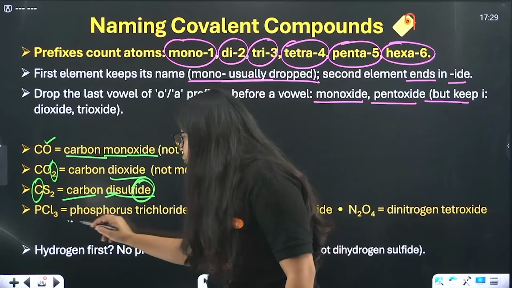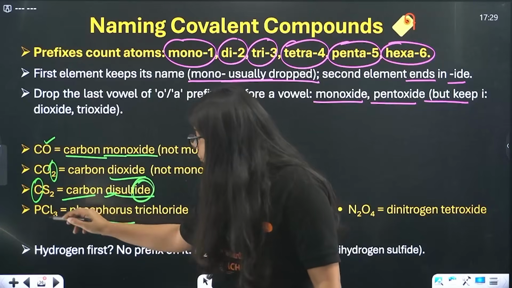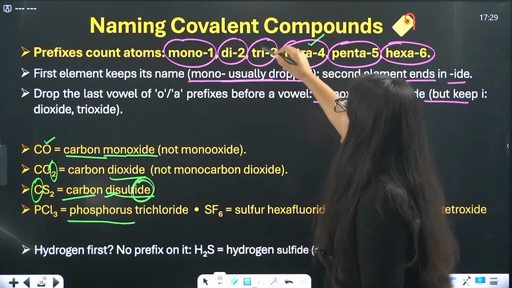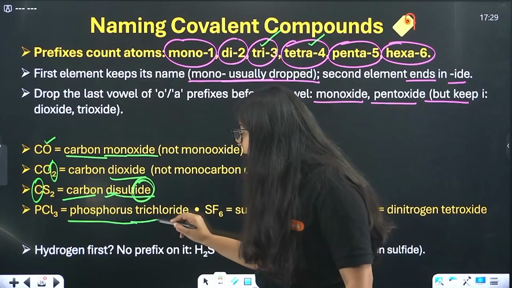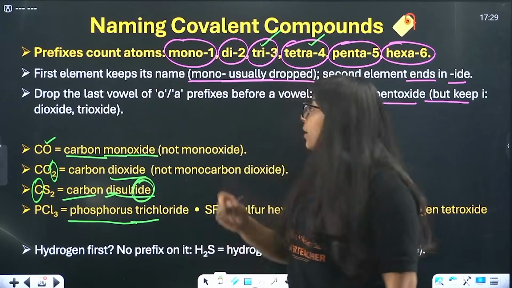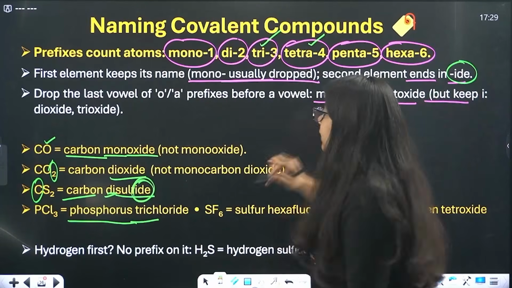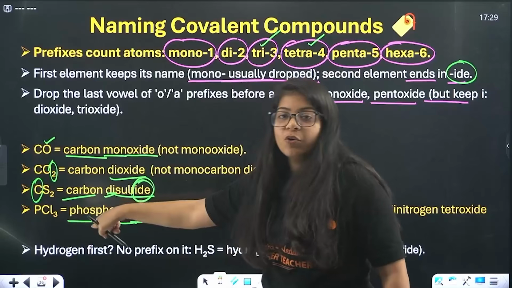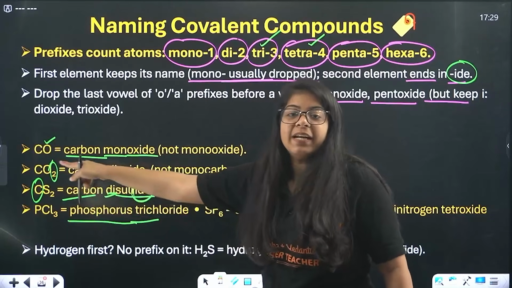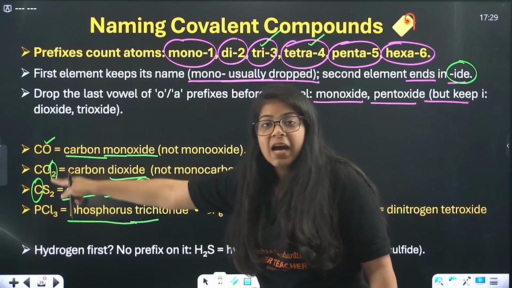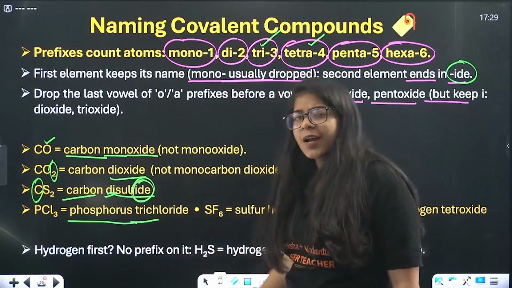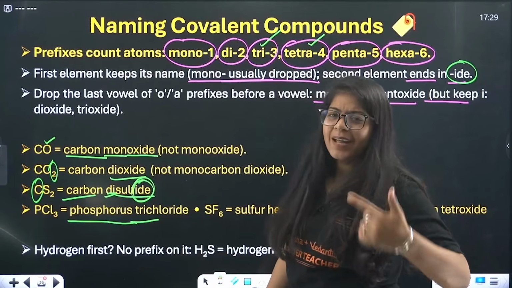PCl3, phosphorus, no monophosphorus, phosphorus. 3 for tri, right? So trichloride, because at the end one it gets ide. So phosphorus trichloride, carbon disulfide, carbon dioxide, carbon monoxide. Understood? Now it goes into the brain, right?